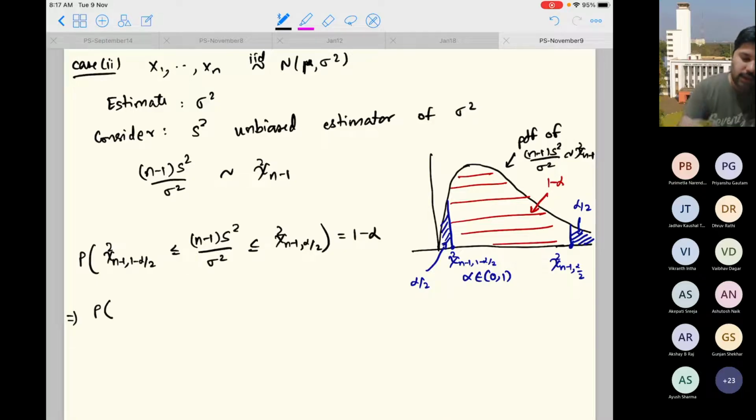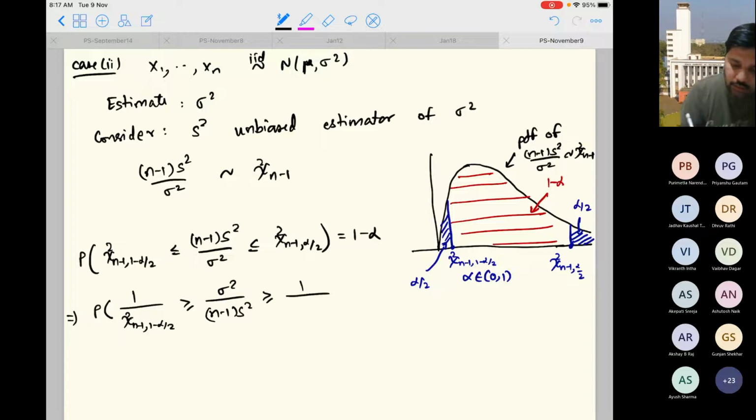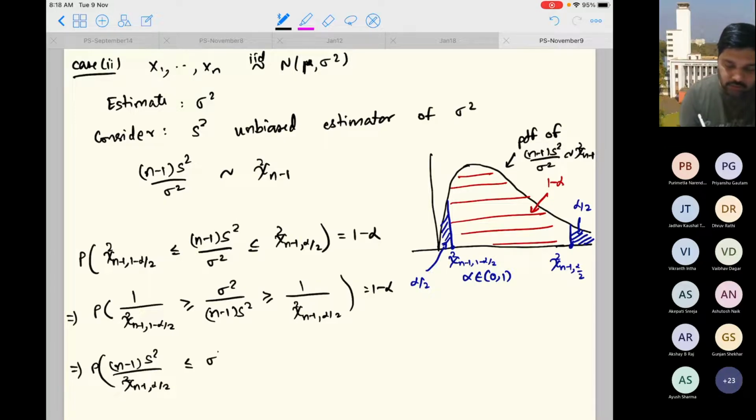So now I'll reverse the inequalities because I'm taking the inverse. So 1 by chi square n minus 1, 1 minus alpha by 2 is greater than or equal to sigma square by (n minus 1) S square, which is greater than or equal to 1 by chi square n minus 1, alpha by 2, is equal to 1 minus alpha, right? And then by readjusting the terms, you have (n minus 1) S square divided by chi square n minus 1, alpha by 2 less than or equal to sigma square less than or equal to (n minus 1) S square divided by chi square n minus 1, 1 minus alpha by 2, is equal to 1 minus alpha.